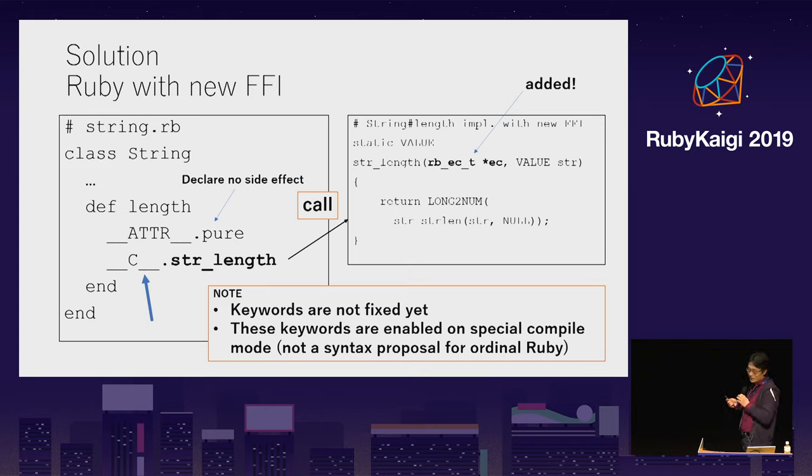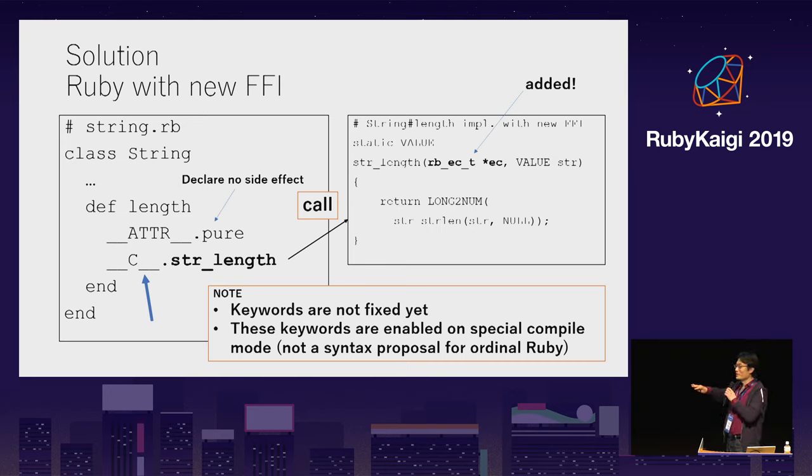So this is... I want to rewrite all of the methods in C to this type of definition. Please note that these __C_ keywords are not fixed, so it is not mature. And these keywords are enabled only in a special running mode. So it is not a proposal for ordinary Ruby programmers, but only for Ruby core committers, Ruby implementers.